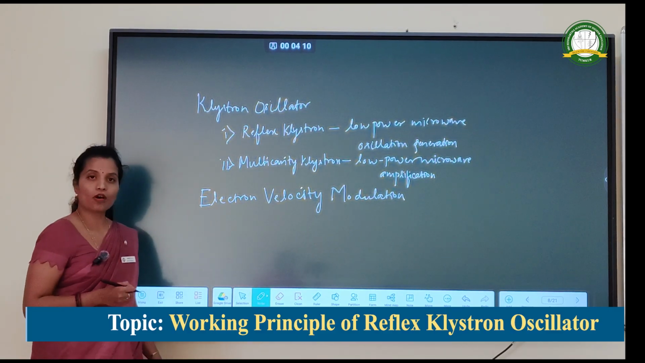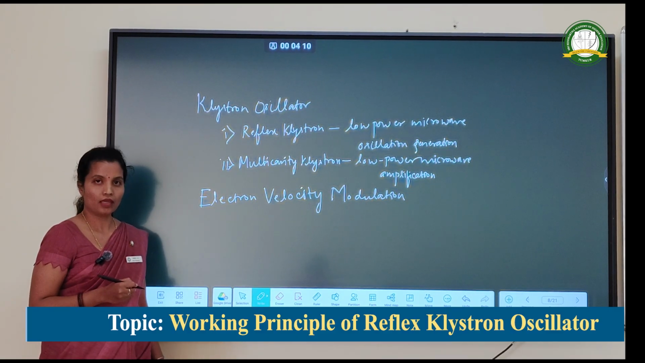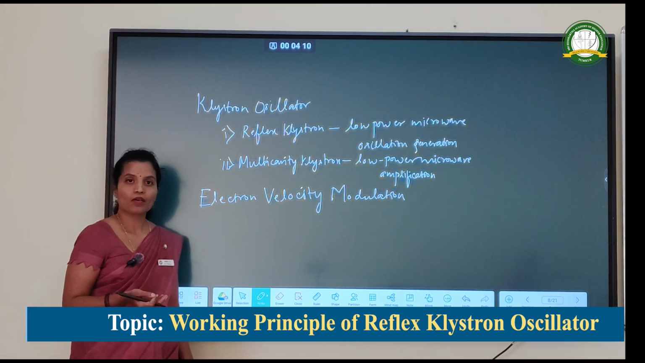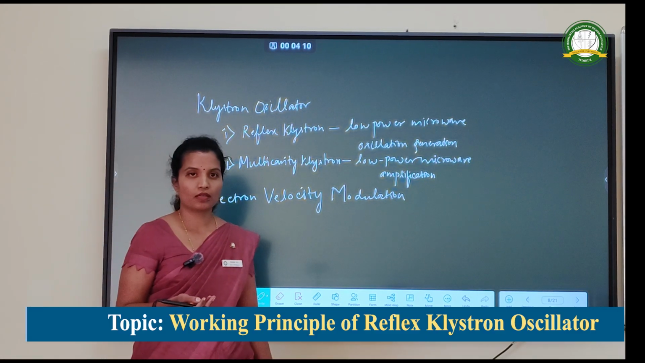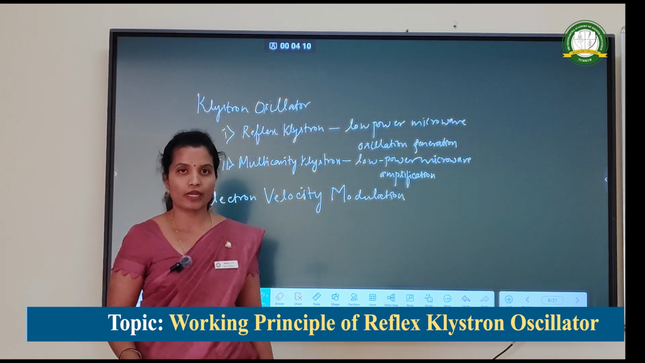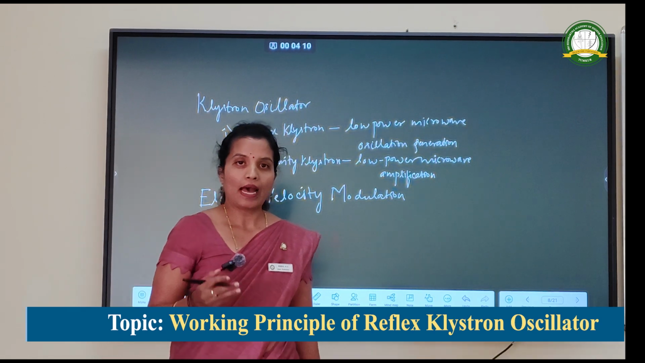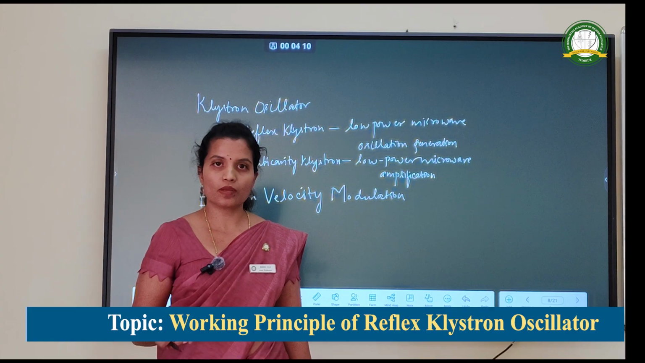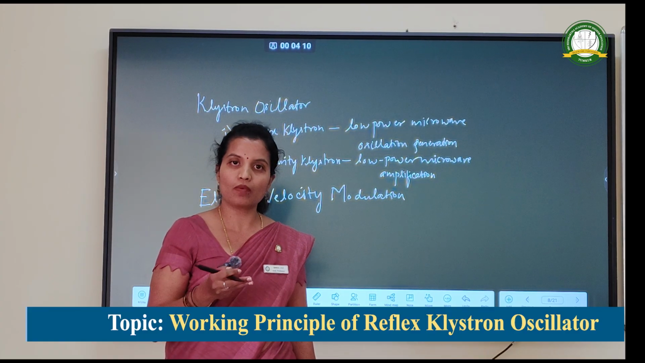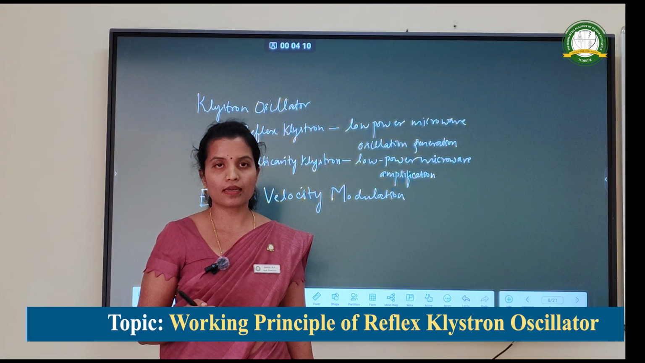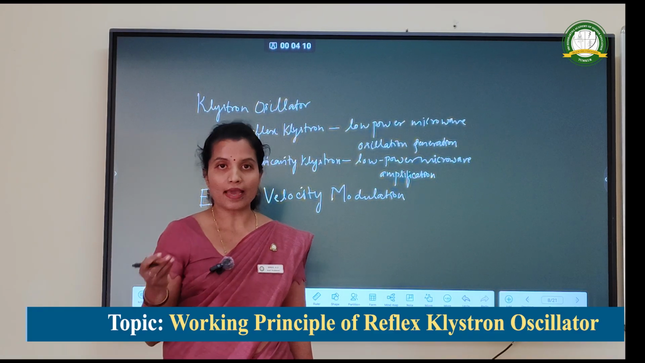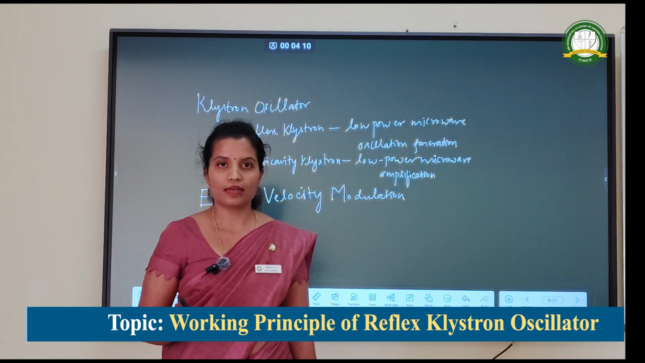So what is this electron velocity modulation? The speed of the electrons will vary with respect to the electric field. That is why it is called electron velocity modulation. As we say, the speed of the electrons will vary. What does that mean? It means that either the electron speed will increase or decrease. Hence the electrons are said to be either accelerated or decelerated.